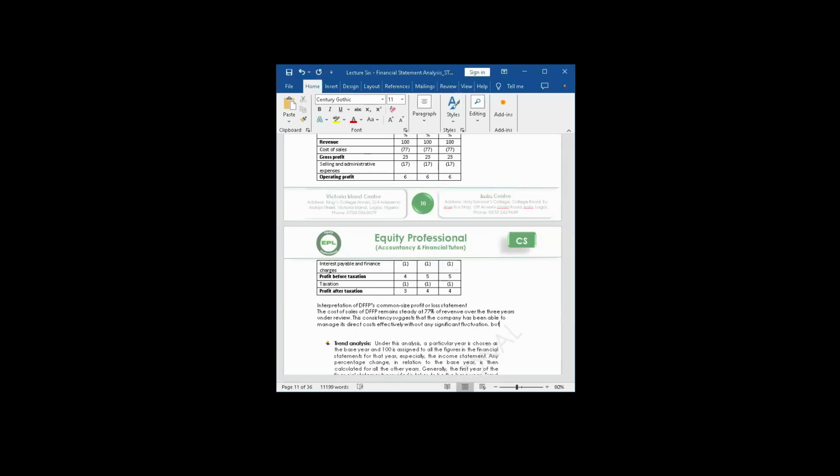But it also indicates that no improvement has been made to reduce the direct cost in relation to revenue.